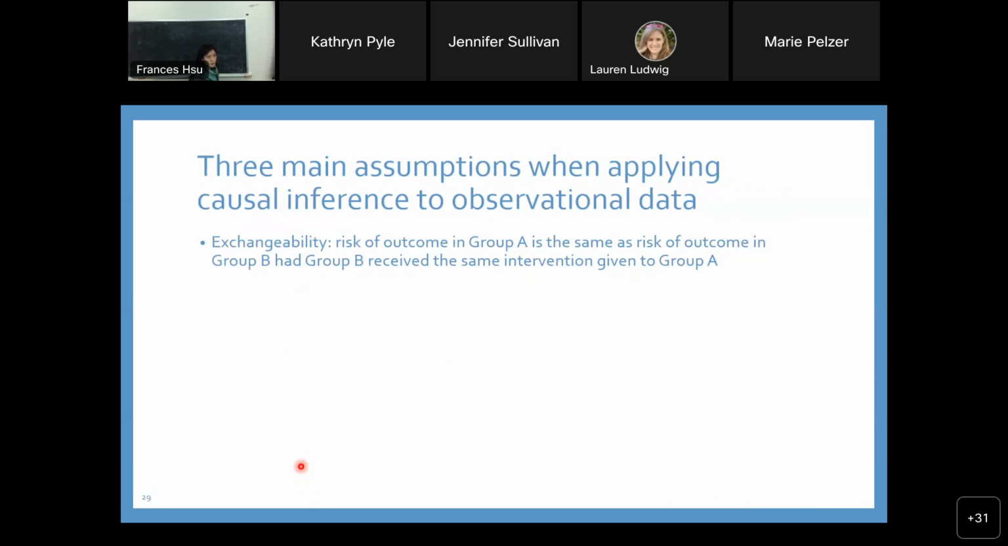So there are three main assumptions when applying causal inference to observational data. These are complex concepts, but I just want to point out these assumptions are important to make observational studies more similar to RCTs. And the field recognizes that these are strong assumptions. So first is exchangeability, or the risk of outcome in group A is the same as risk of outcome in group B, had group B received the same treatment as given to group A.